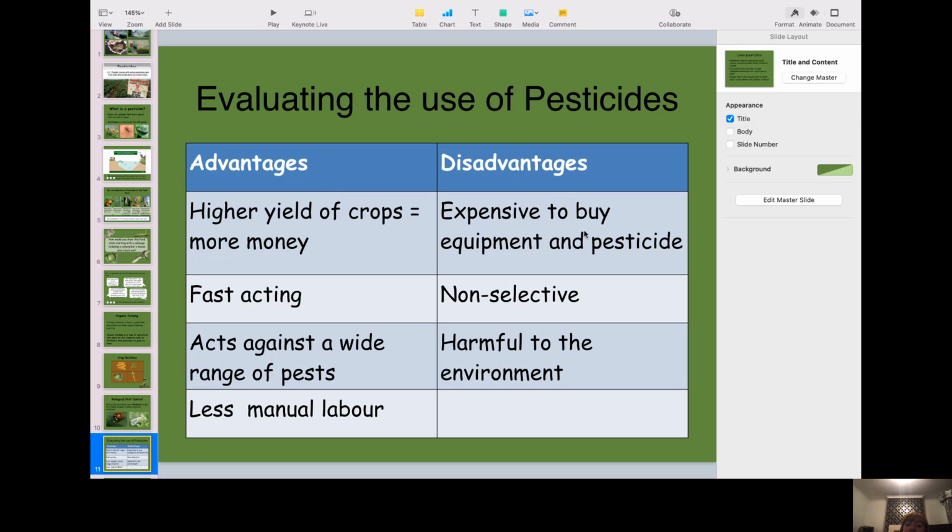The disadvantages are that it's expensive to buy equipment and pesticide. It costs a lot of money to fly a plane, and it costs a lot of money to buy one of those tractors. It's non-selective. That means that oftentimes the pesticides kill insects and animals that you don't actually want to kill. It just happens. And the third thing is it's harmful to the environment.